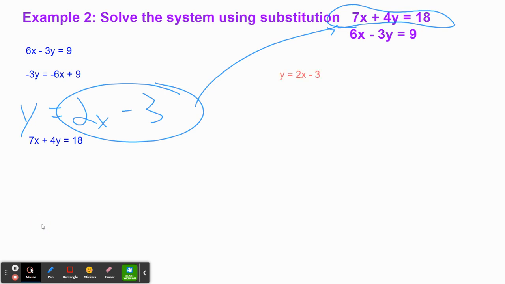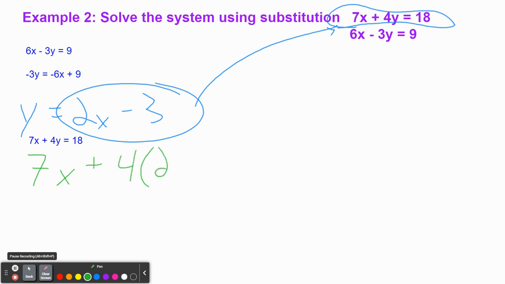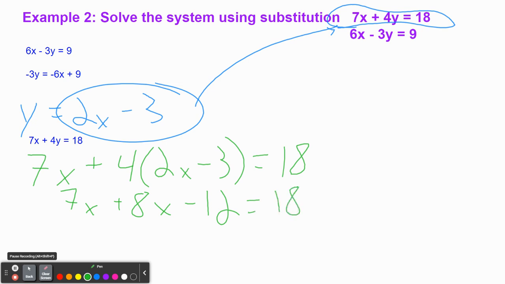That would look something like this. 7x plus 4y equals 18 would become 7x plus 4 times (2x minus 3) equals 18. Distribute, keep the 7x, plus 8x minus 4 times negative 3 is 12. Negative 12 equals 18. Combine like terms, 15x, and then add 12 to both sides equals 30. Divide both sides by 15, and x should equal 2. Hopefully you're following along there. I got x equals 2.